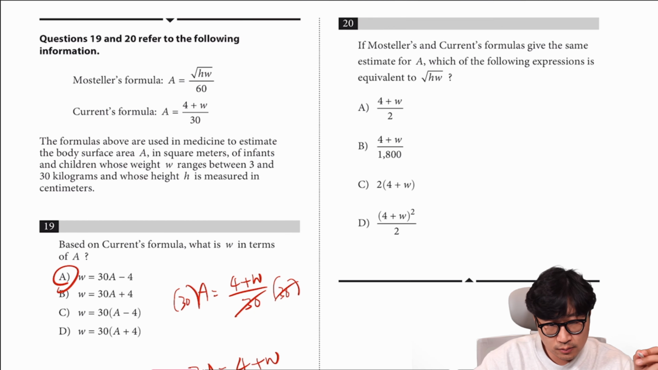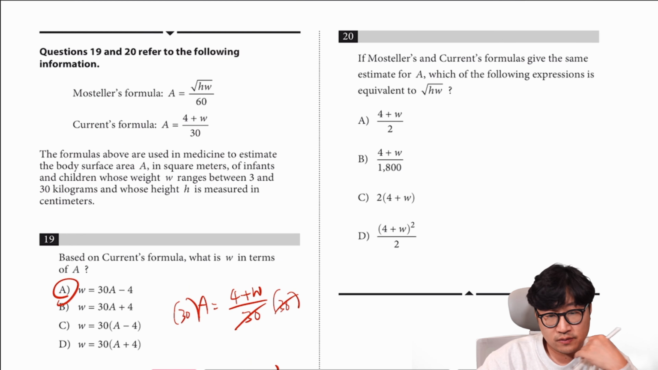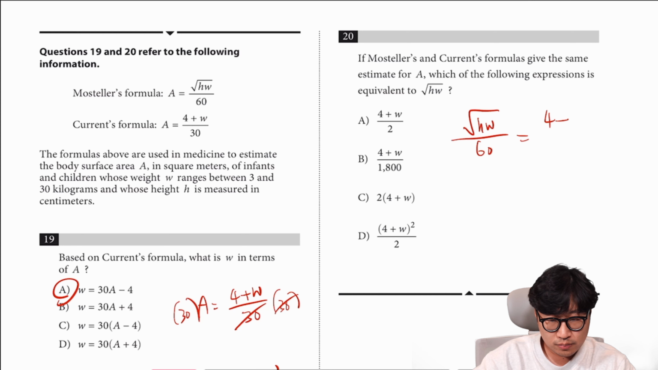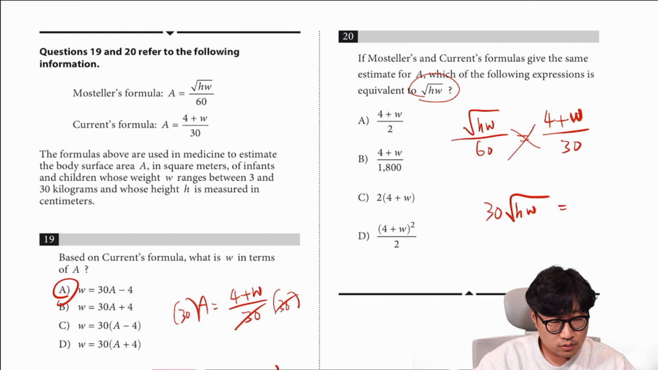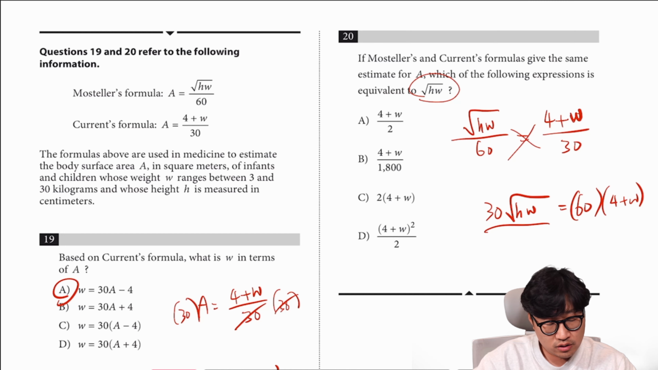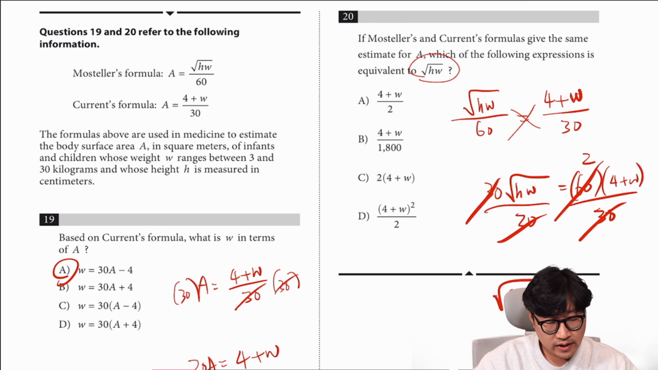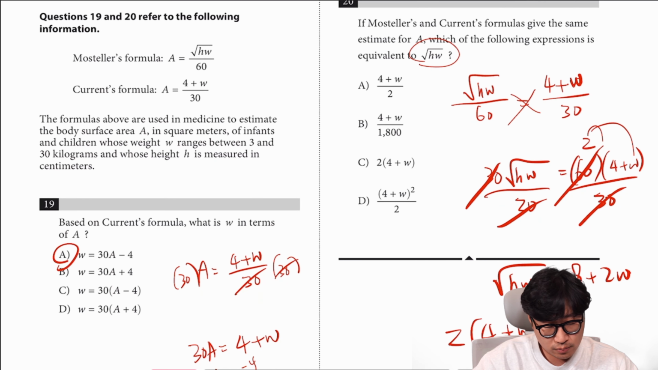Number 20. If Masteller's and currents formulas give the same estimates, so just set them equal. Square root of HW over 60 is equal to 4 plus W over 30. But please notice, all they want is what's equal to that square root of HW. So basically cross multiply: 30 square root of HW is equal to 60 times 4 plus W. There's a reason I'm not distributing this, because all you have to do is divide by 30, and that would nicely cancel with that one to a 2. So square root of HW is equal to, distribute that, 8 plus 2W. Well, you didn't actually even need to do that. You just leave it as 2 times 4 plus W, and that's just right there.